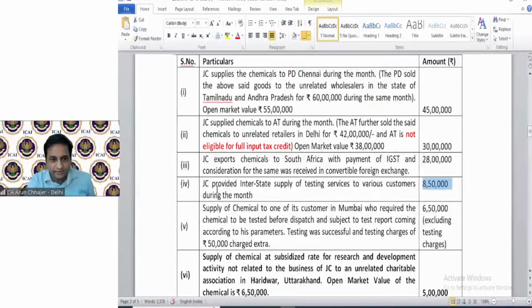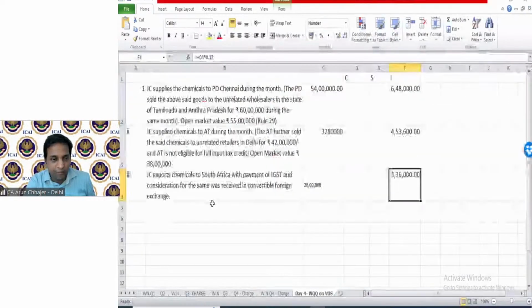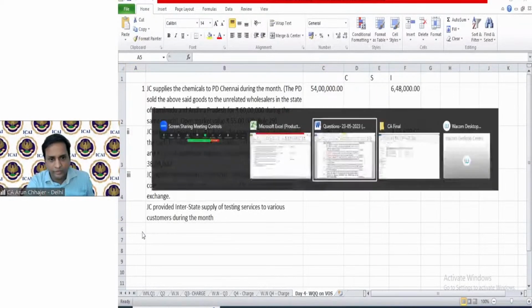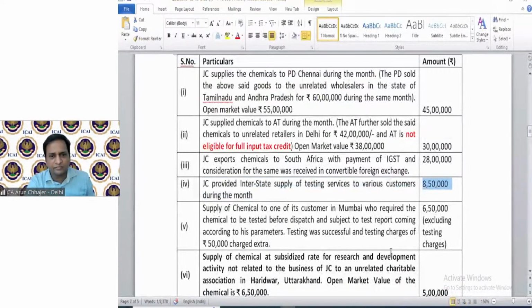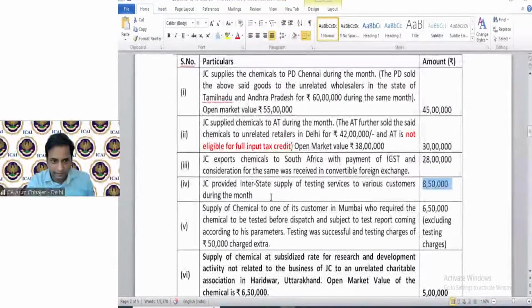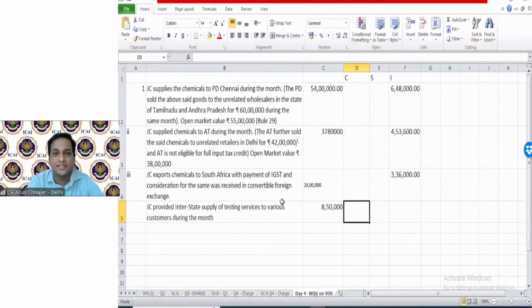Next, JC providing interstate supply the testing services to the various customer during the month. What is the value? 8,50,000. And it is interstate. Fine. Will it be zero rated? Then answer is yes.